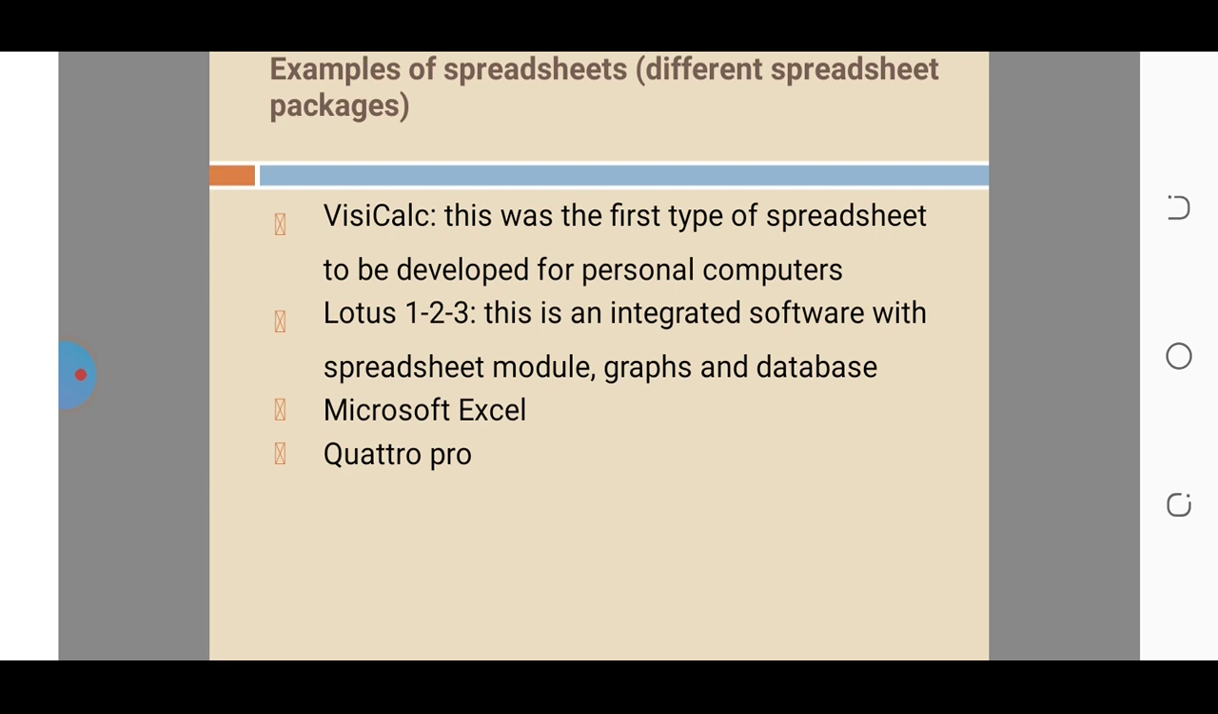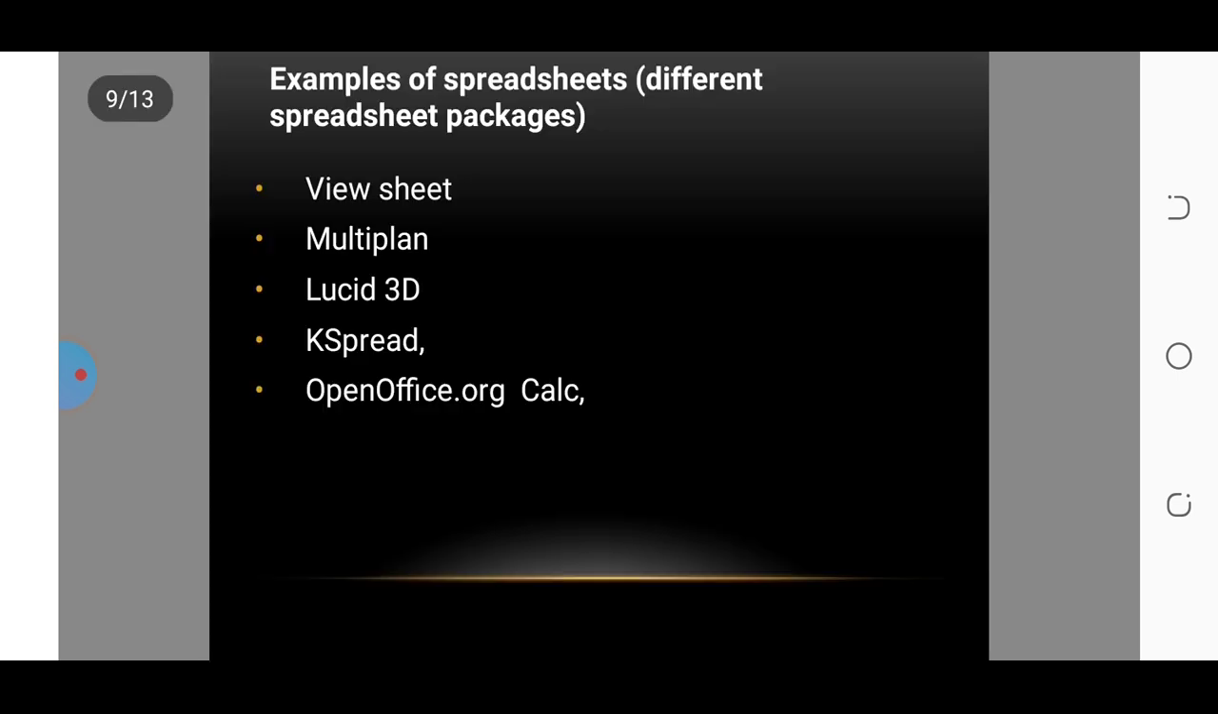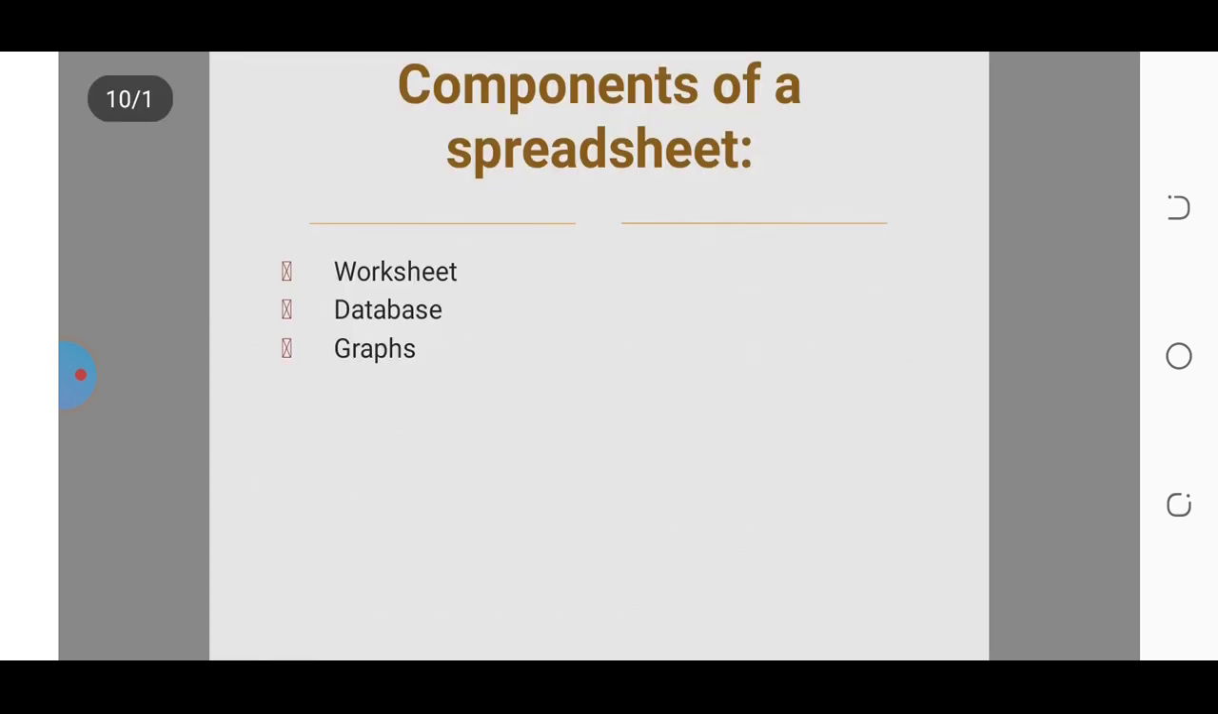Then we have a number of examples of spreadsheet. We can call them different spreadsheet packages. We have VisiCalc, and this was the first type of spreadsheet to be developed for personal computers. We also have Lotus 123. This is an integrated software with a spreadsheet module with graphs and database. We also have Microsoft Excel and Quattro Pro. We can also look at ViewSheet, ModPlan, Lucid 3D, KSpread, and OpenOffice.org Calc.